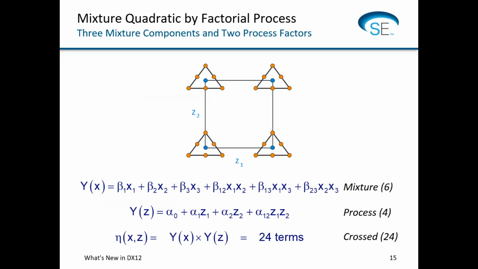In this diagram, I'm putting together 3 mixture components with 2 process factors. So the mixture model consists of 6 coefficients, and the process model consists of 4 coefficients, the 2 main effects and 1 interaction. If we cross those models, 6 times 4 is 24. So you are going to be required to have a minimum of 24 runs to fit those 24 coefficients. Plus, as always, we have some replicates.